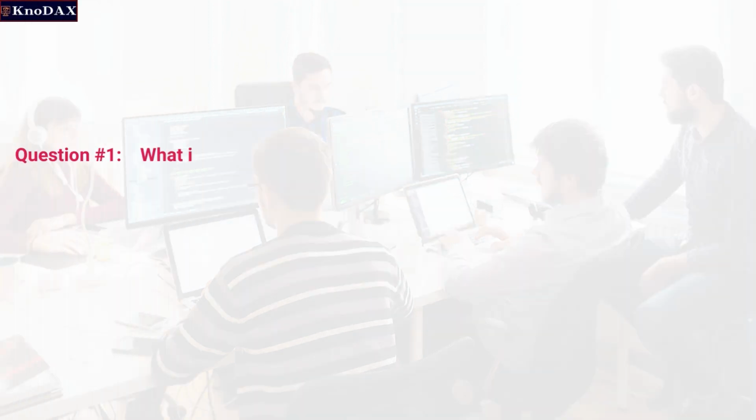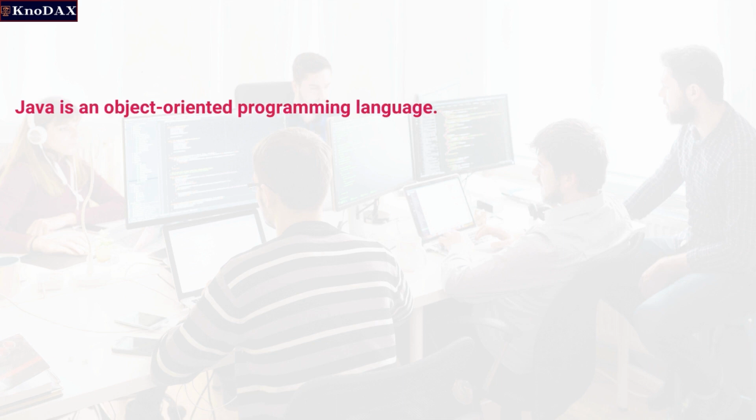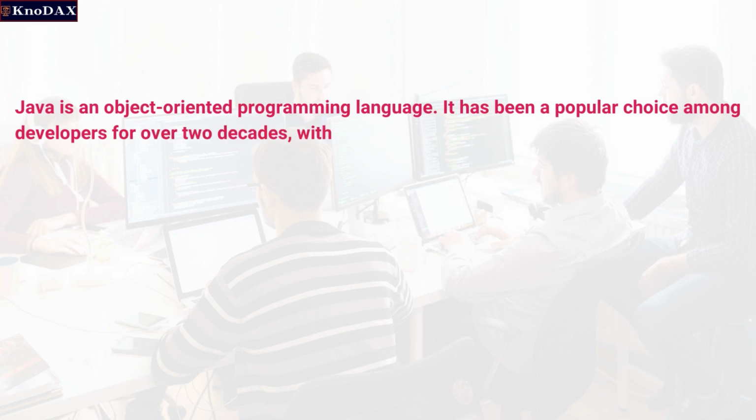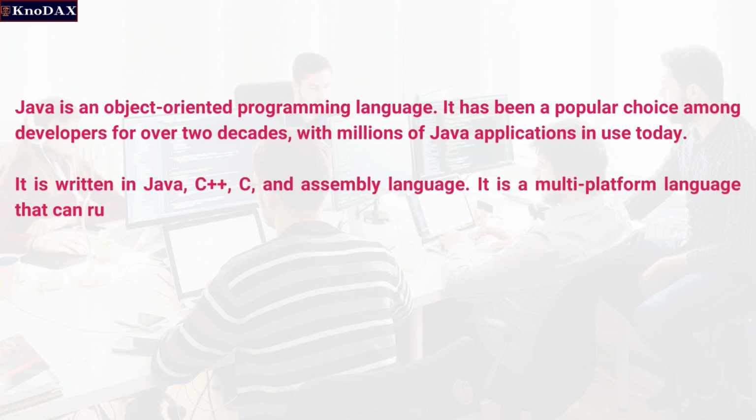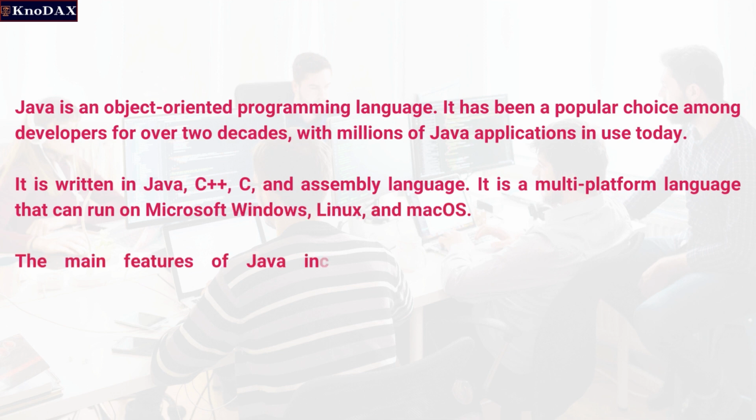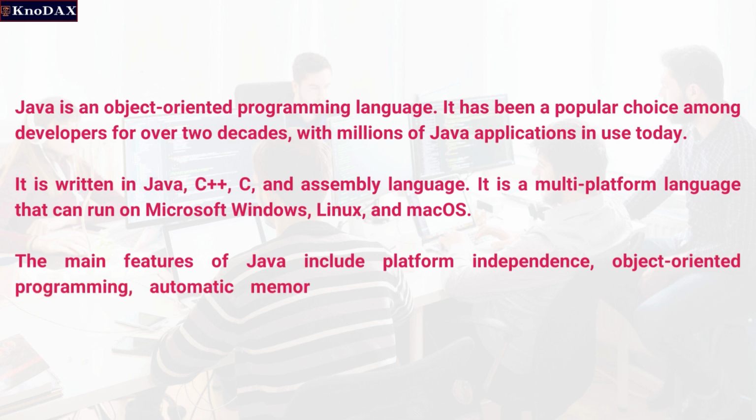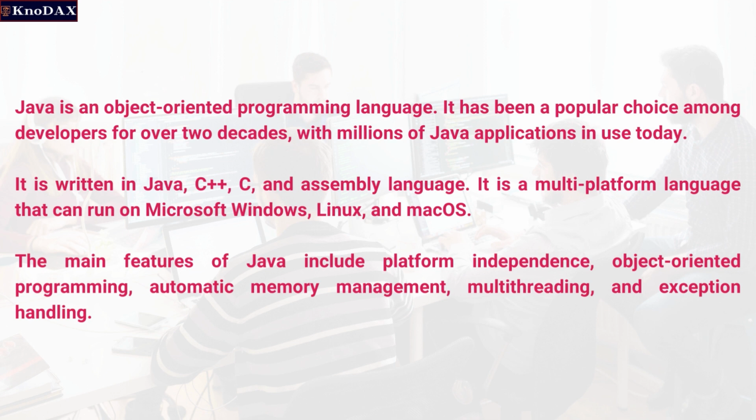What is Java? Java is an object-oriented programming language. It has been a popular choice among developers for over 2 decades, with millions of Java applications in use today. It is written in Java, C++, C, and assembly language. It is a multi-platform language that can run on Microsoft Windows, Linux, and Mac OS. The main features of Java include platform independence, object-oriented programming, automatic memory management, multi-threading, and exception handling.